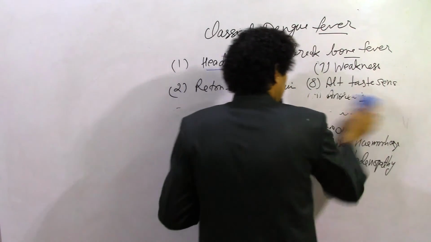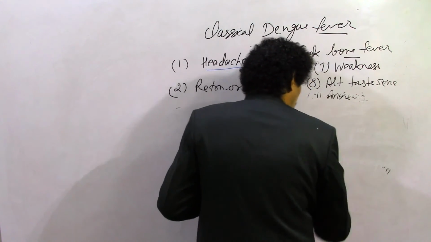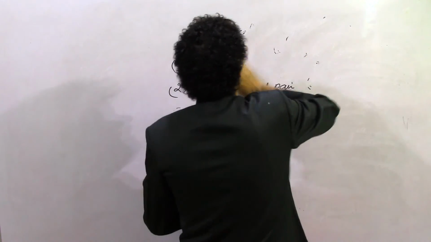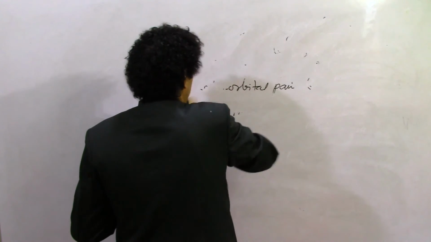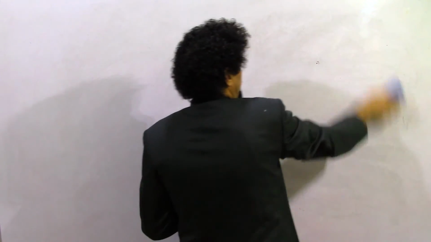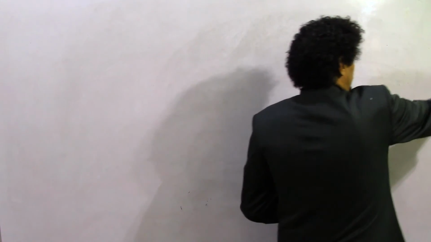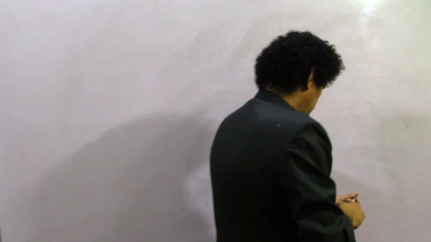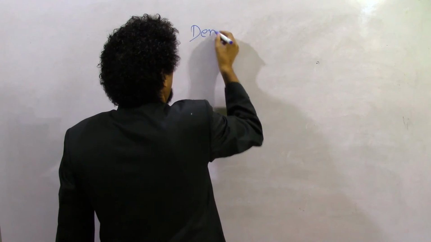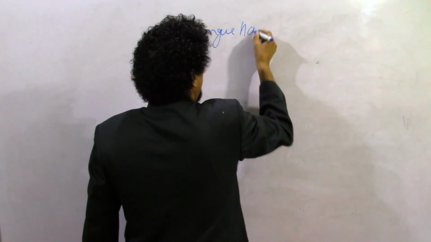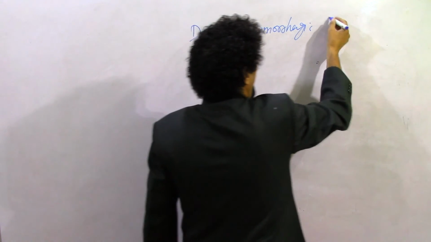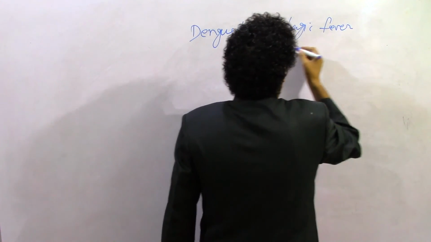When there is moderate or severe blood loss, when there is loss of plasma and loss of blood, this form is known as dengue hemorrhagic fever, DHF.